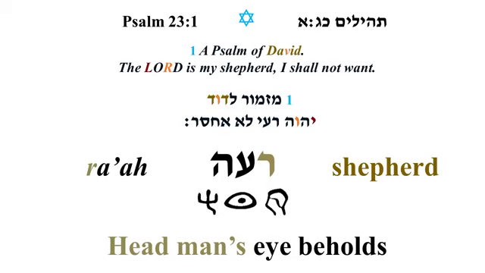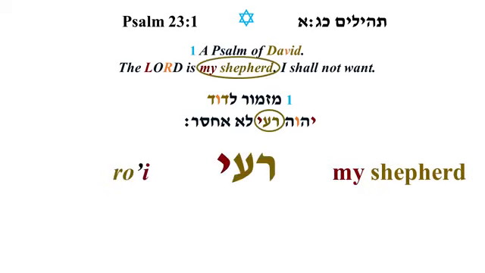The head man's eye beholds. That's a shepherd. And in this verse, it doesn't actually say ra'ah. Ra'ah is the word for shepherd. Here it says roi. Roi is my shepherd, right? The Lord is my shepherd.